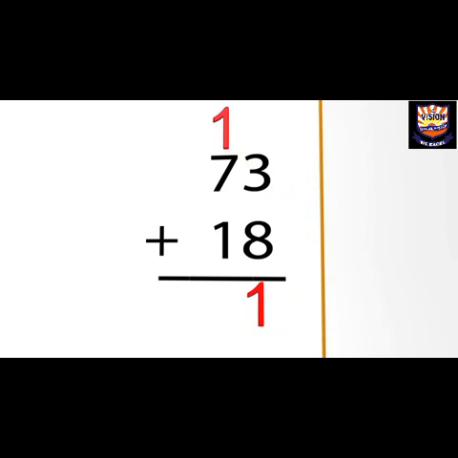Now we will add the second numbers. When we add 7 and 1, the answer will be 8. And to 8, we will have to add one more, so the answer will be 9. Means that the total of 73 and 18 is 91.